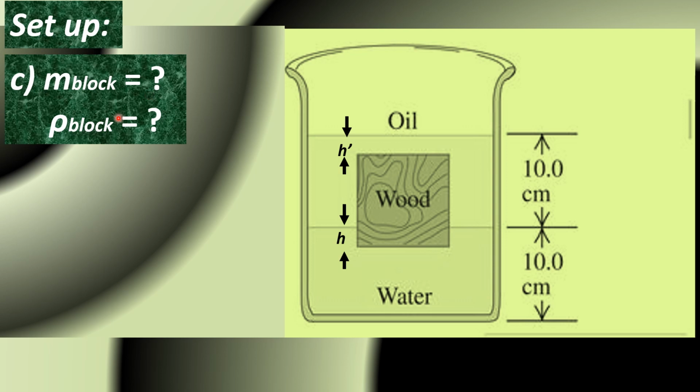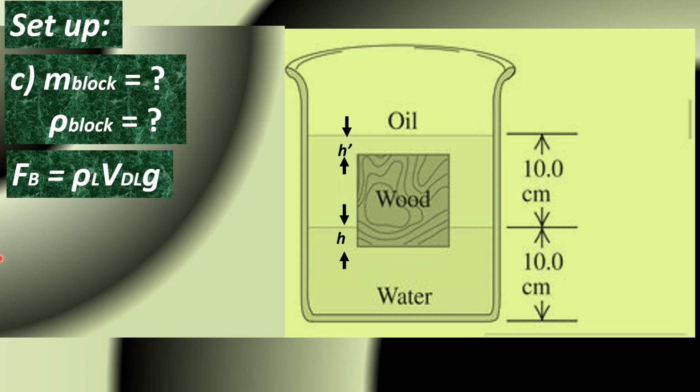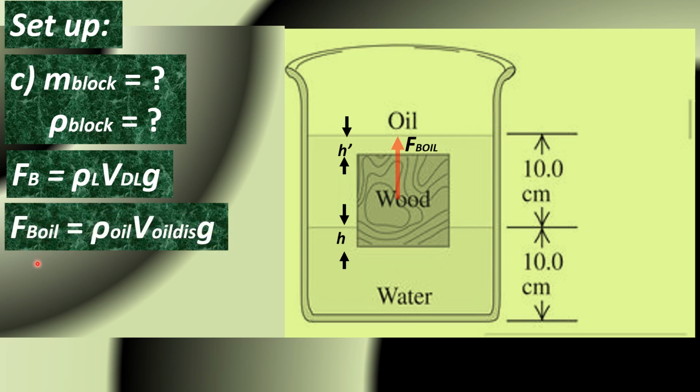For question letter C, where we are looking for the mass of the block as well as its density, we just apply the definition of upthrust or buoyant force, which is equal to density of the liquid multiplied by the volume of the liquid displaced and acceleration due to gravity. So in the case of oil, the upthrust exerted by oil, we label that here as F sub B oil. That's equal to the density of oil multiplied by the volume of oil that is displaced by the block of wood and multiplied by acceleration due to gravity.